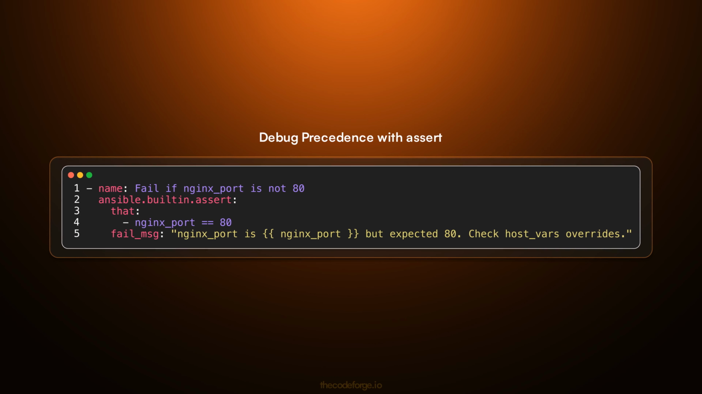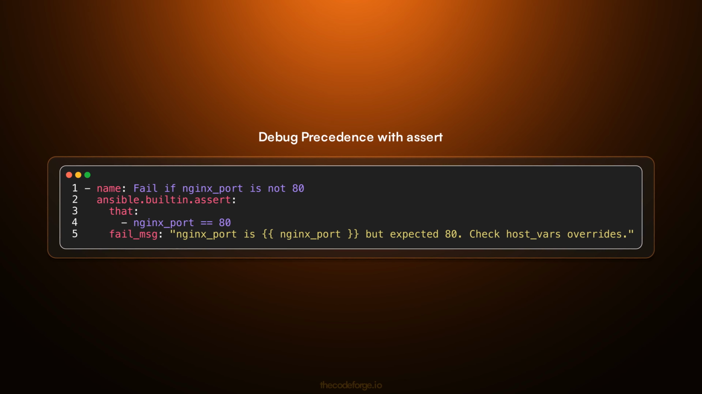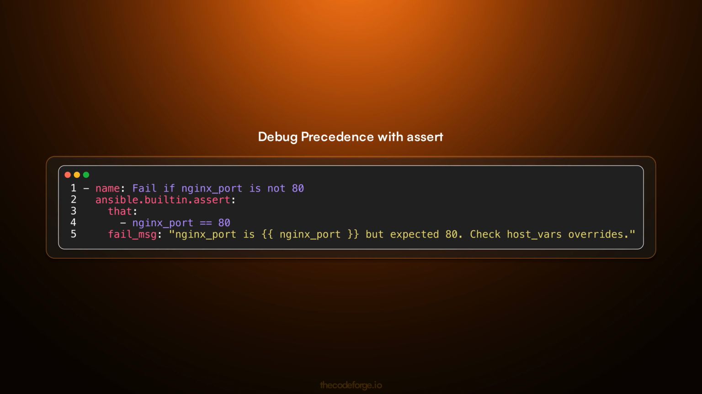The article mentions using ansible-inventory --host to debug variable precedence, but you can also use an assert task to fail early if a variable is not what you expect. This catches silent overrides before they cause damage.